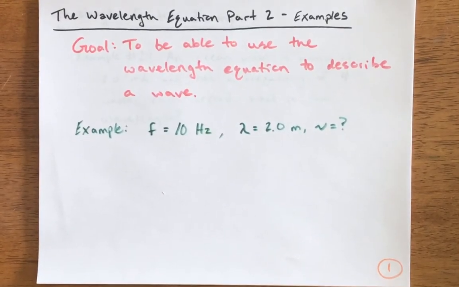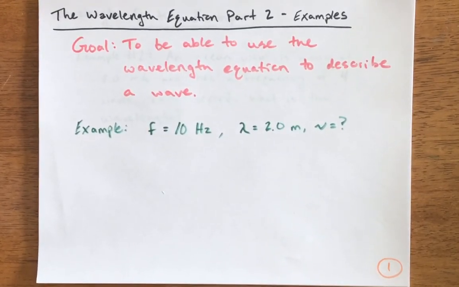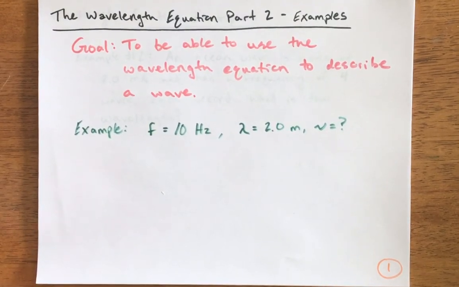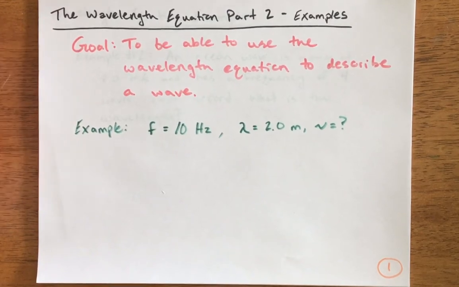Hello science students. In the previous video we learned about the wavelength equation and that the wavelength of a wave is equal to its velocity divided by its frequency. Our goal in part 2 is to look at some examples of how to use that equation.